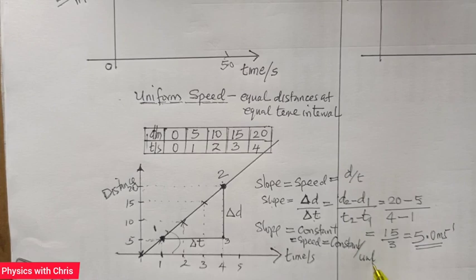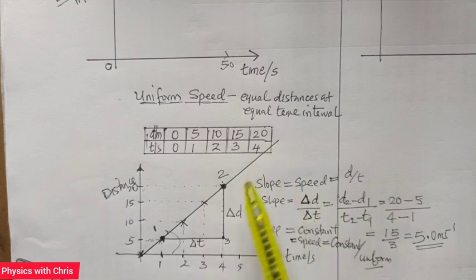So which means you can say that this straight line graph with an inclination to the time axis represents constant speed. This is the graph of constant speed, a distance time graph that represents constant speed.